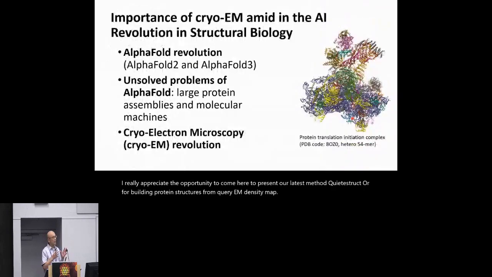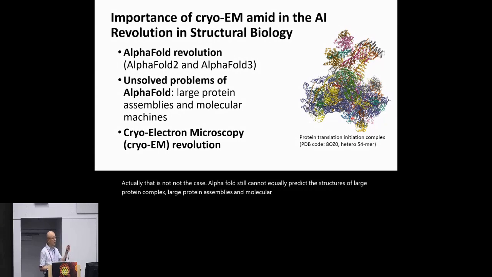As we all experience, AlphaFold has revolutionized structural biology. Many people think AlphaFold can now predict monomer structures very well, and structures of small complexes very accurately, so they think the protein structure prediction problem has been fully solved. Actually, that is not the case. AlphaFold still cannot accurately predict the structures of large protein complexes, large protein assemblies, and molecular machines.